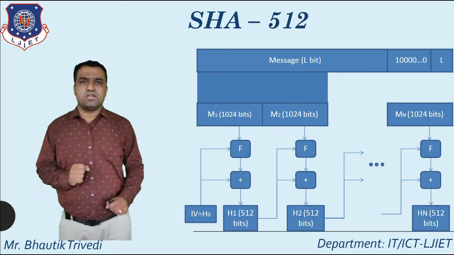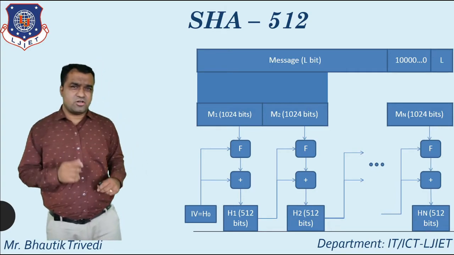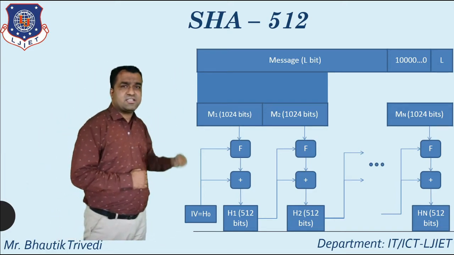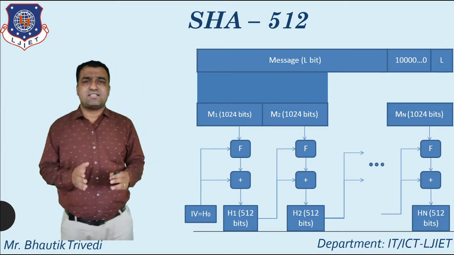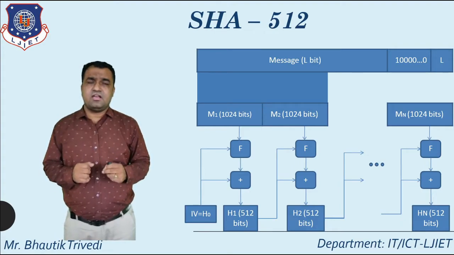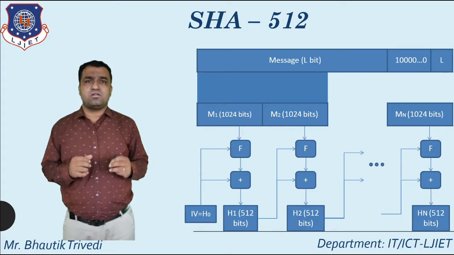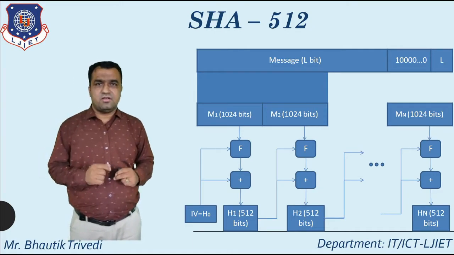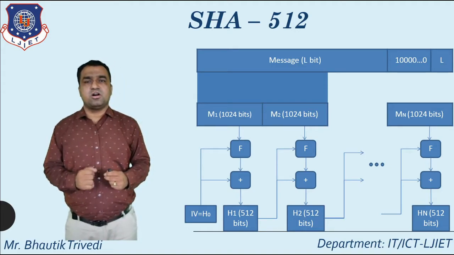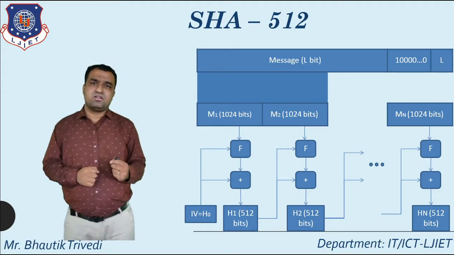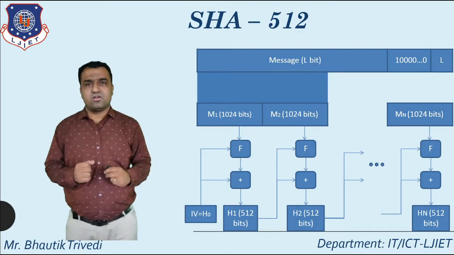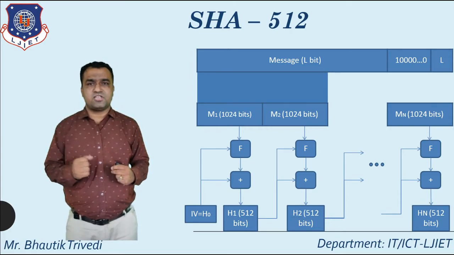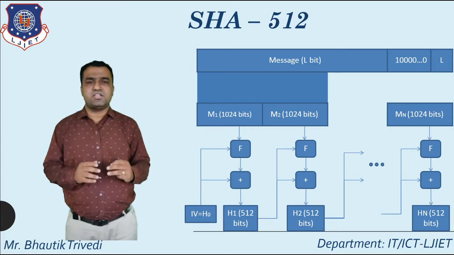So what is the meaning of that? Fully concentrate on this particular figure. First of all, see the concept of the message. Here the message supports L bits. This SHA 512 is generally divided into 5 steps. First step is append the padding. Second, append the length. Third, initializing the hash buffer. Fourth, processing. And fifth, the output.